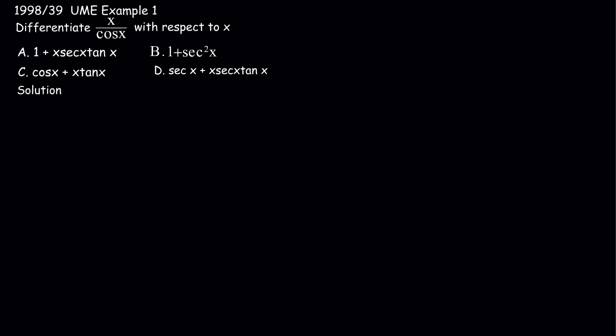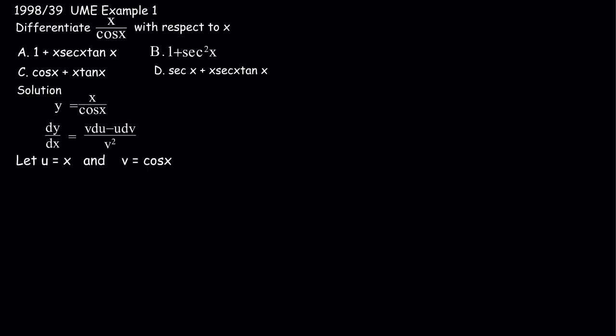Our first example is from UME 1998. It states that differentiate s divided by cos s with respect to s, and we are given the options. Firstly, we write down our equation y equals s divided by cos s, and since it is division, we are going to be using quotient rule, which states that dy over dx is equals to v du minus u dv divided by v square.